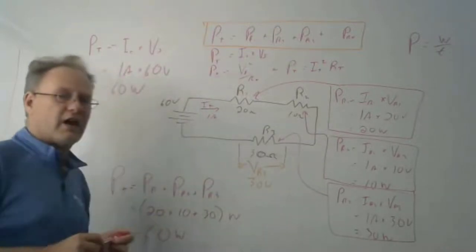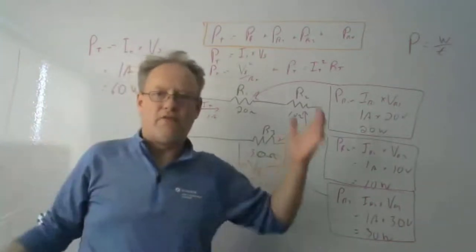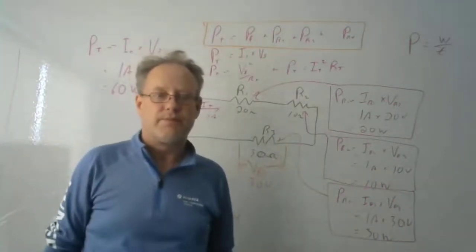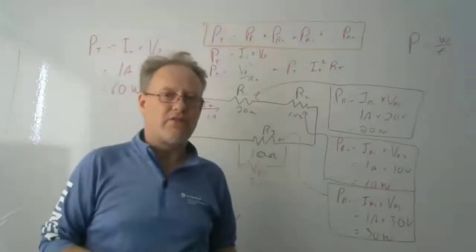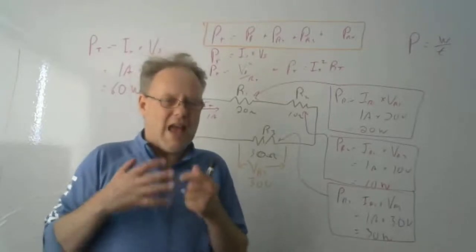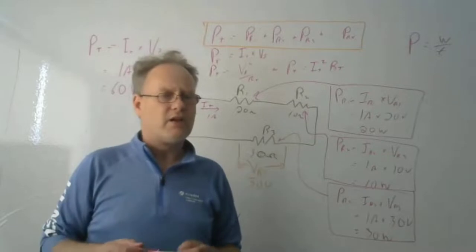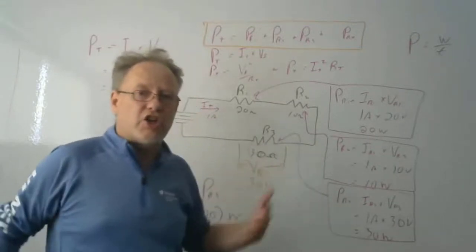So what I've done is I've used the voltage divider to solve one of the voltage drops across a resistor. From there, I found the current. Because of Kirchhoff's current law for a series circuit, I know that all of the current through any spot in the circuit is the same. So I was able to identify the fact that I had current.